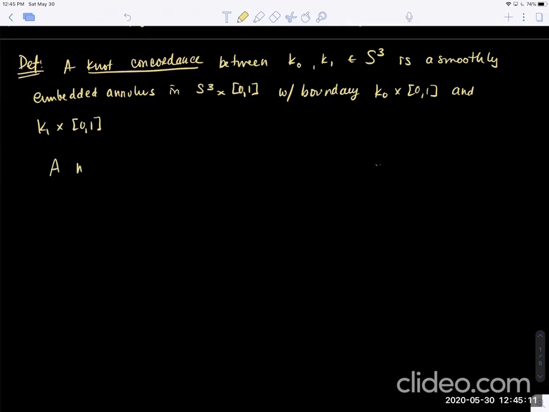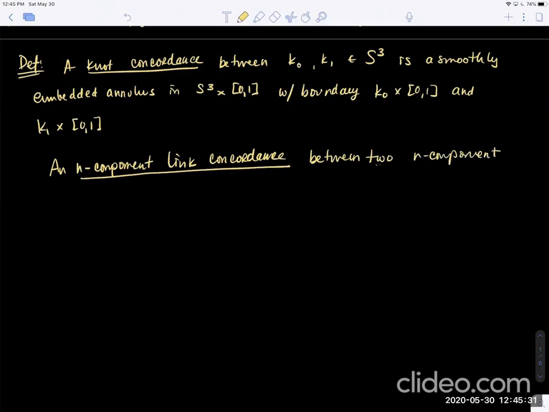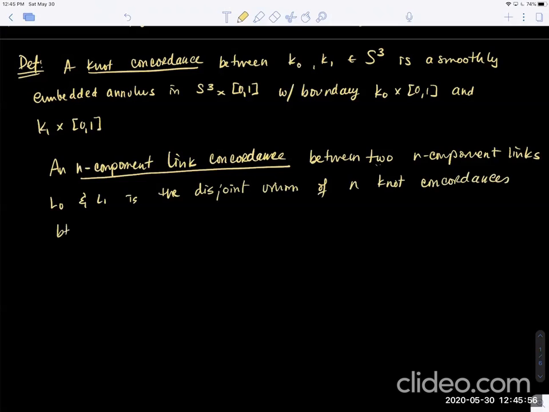Related to this, we can define the following: an n component link concordance between two n component links, and this is important, both links have the same number of components, let's say L0 and L1, is the disjoint union of n knot concordances between the corresponding components. Fantastic. Okay, so a knot concordance, a link concordance.